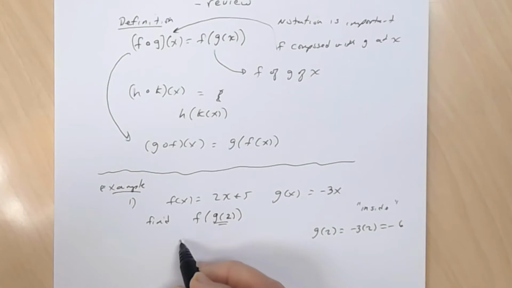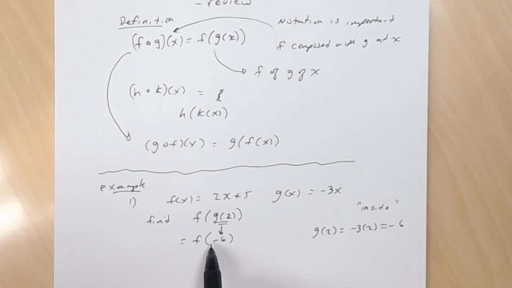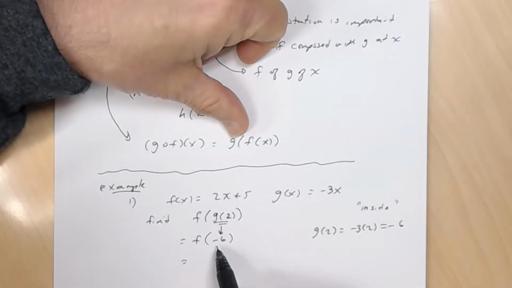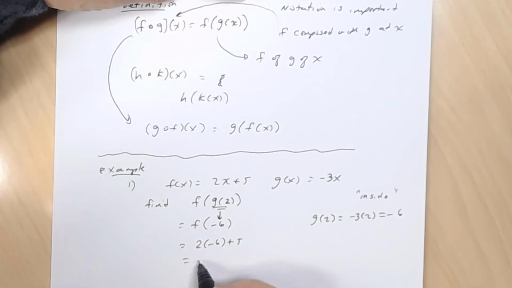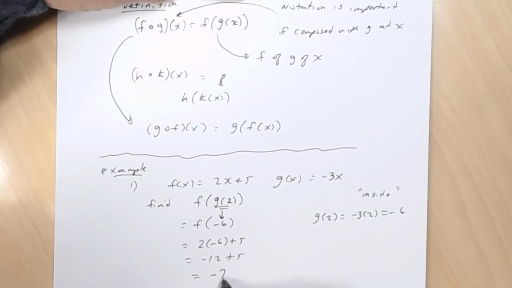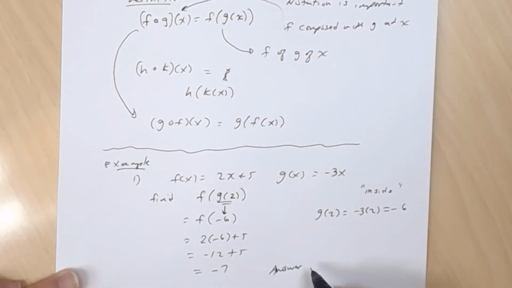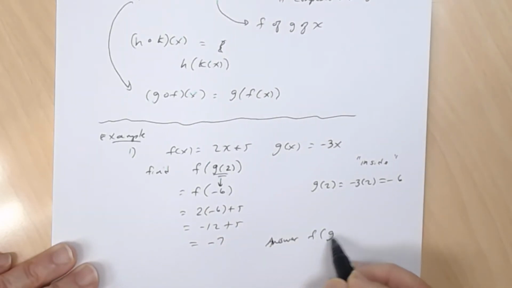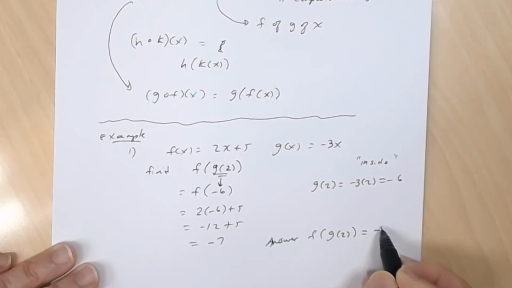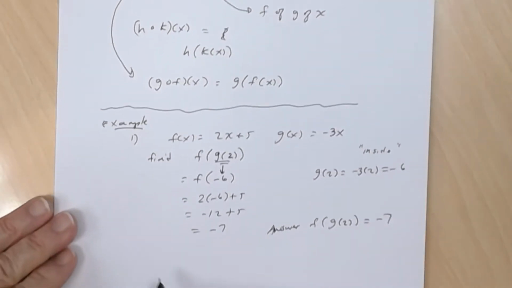So this becomes f of, remember I already found g of 2, that's negative 6. Now you go to your function f this time, and where we see the variable x, you're going to substitute negative 6. So I get 2 times negative 6 plus 5, which is negative 12 plus 5, which is negative 7. So therefore, your answer: f of g of 2 is equal to negative 7. That's what you say. All right? Okay, now let's look at number 2.